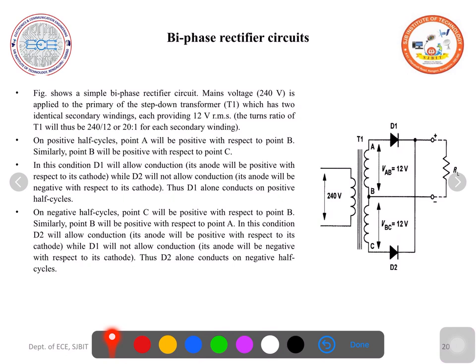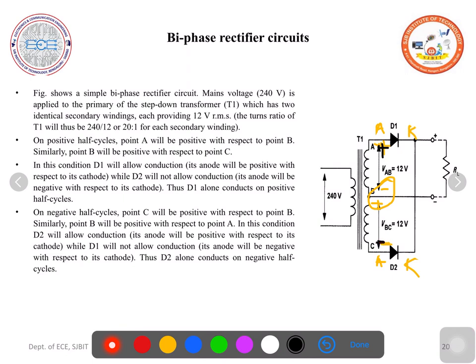On positive half cycle, the terminal A will be positive with respect to point B. Similarly, point B will be positive with respect to point C. So here we call it as a ground point, center tap. So the upper terminal will be positive, the bottommost terminal will be negative here. Here is the anode, here is the cathode, here is the anode of D2, cathode of D2. This positive terminal will make the diode D1 forward bias because the anode is at positive potential.